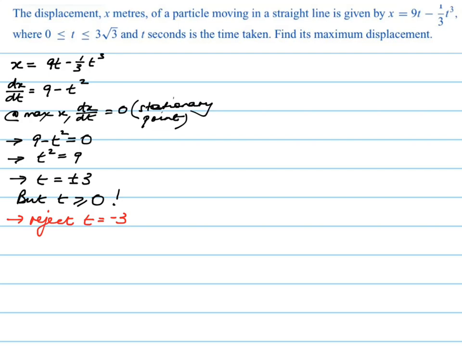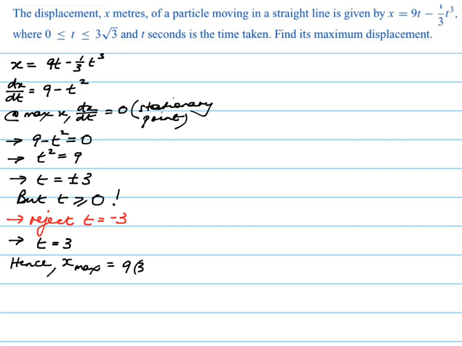Now, here's a little hot tip for you. In any examination situation, if you have to reject one of the solutions because of the context of the question making it unacceptable, you have to actually state that fact and why you're rejecting it, because otherwise they won't give you the mark. There's always a mark for that. So just don't go rejecting it with no reason given. You must give the reason. Okay, so t is 3.